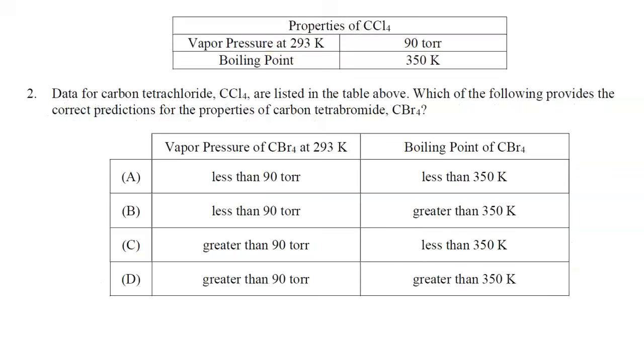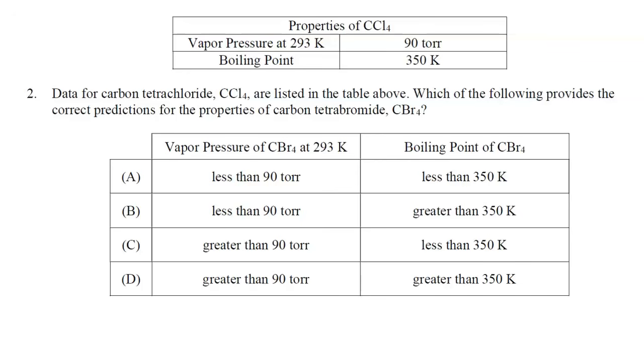Now let's take a look at question 2. Question 2 says, data for carbon tetrachloride, CCl4, are listed in the table above. Which of the following provides the correct predictions for the properties of carbon tetrabromide, CBr4?